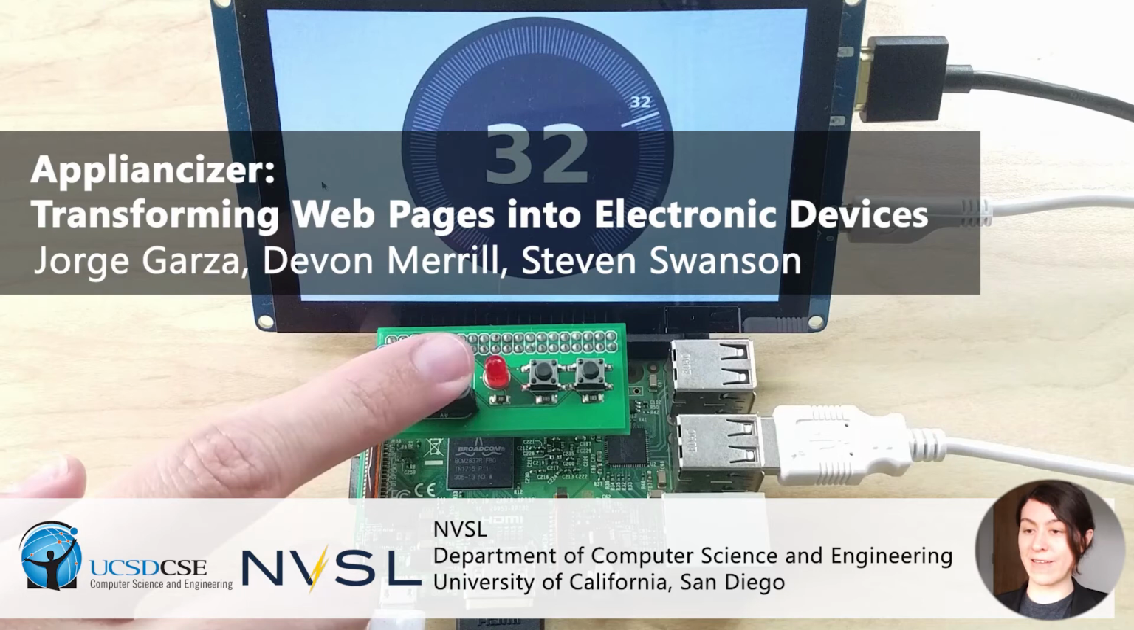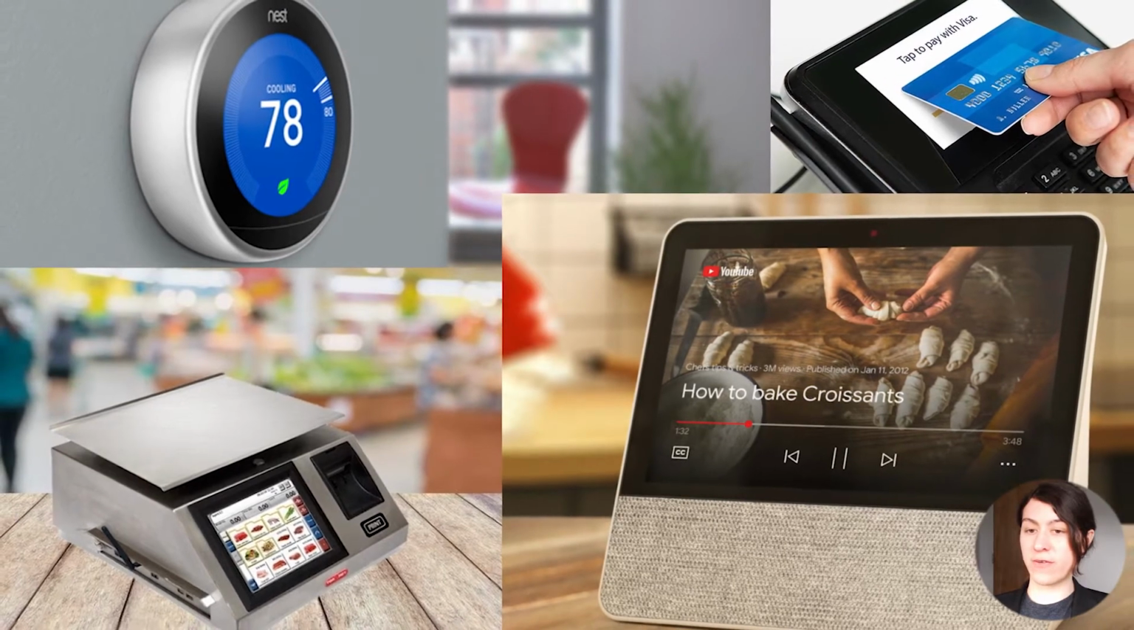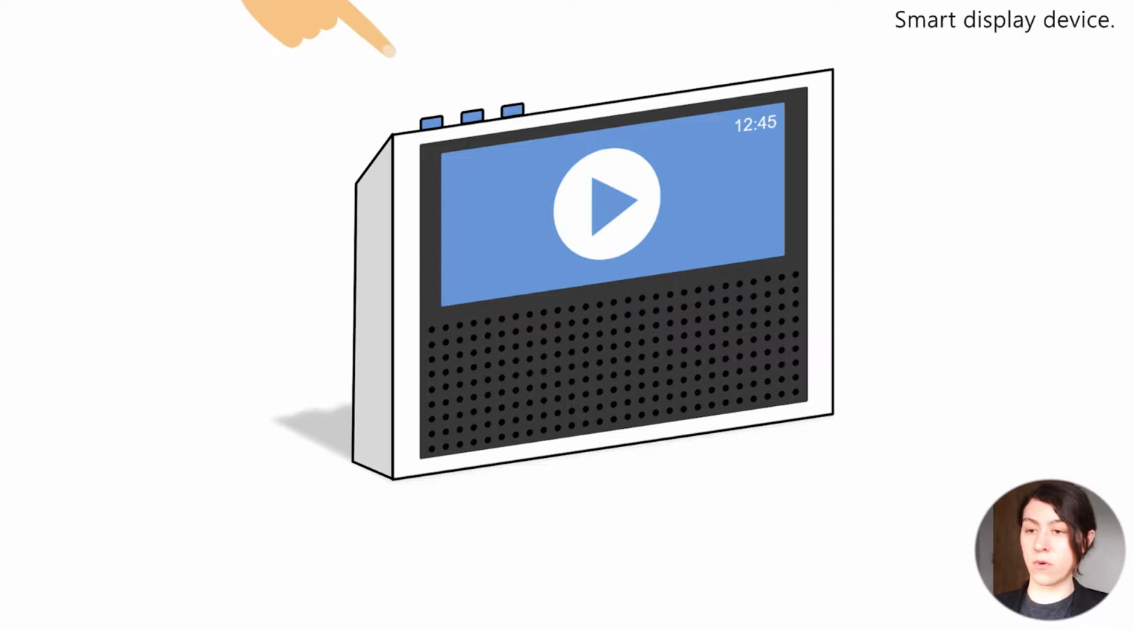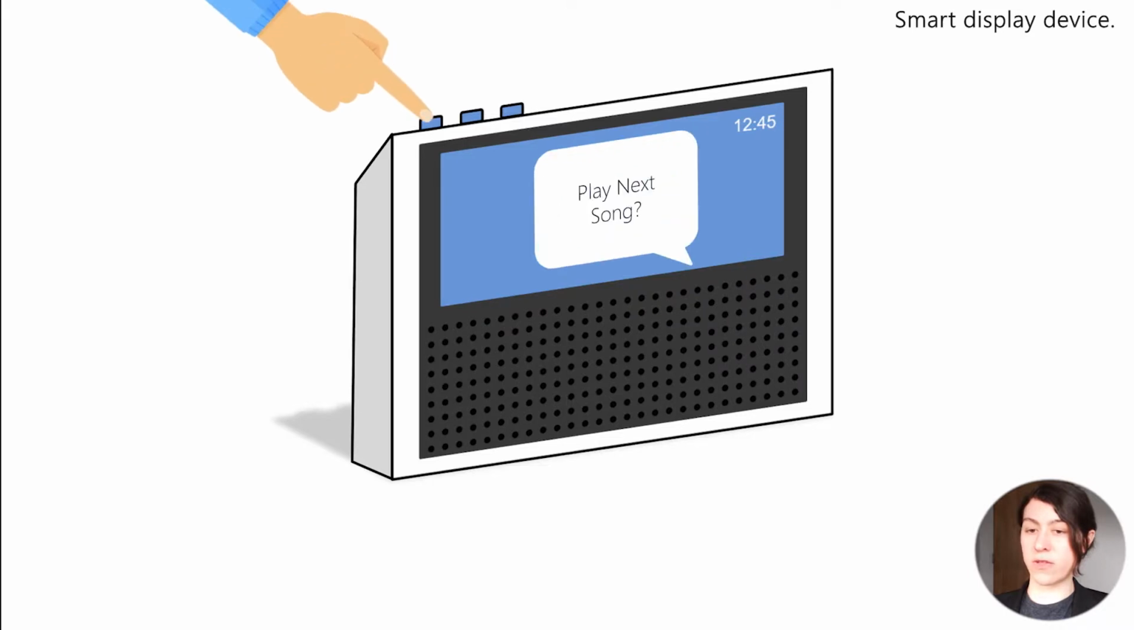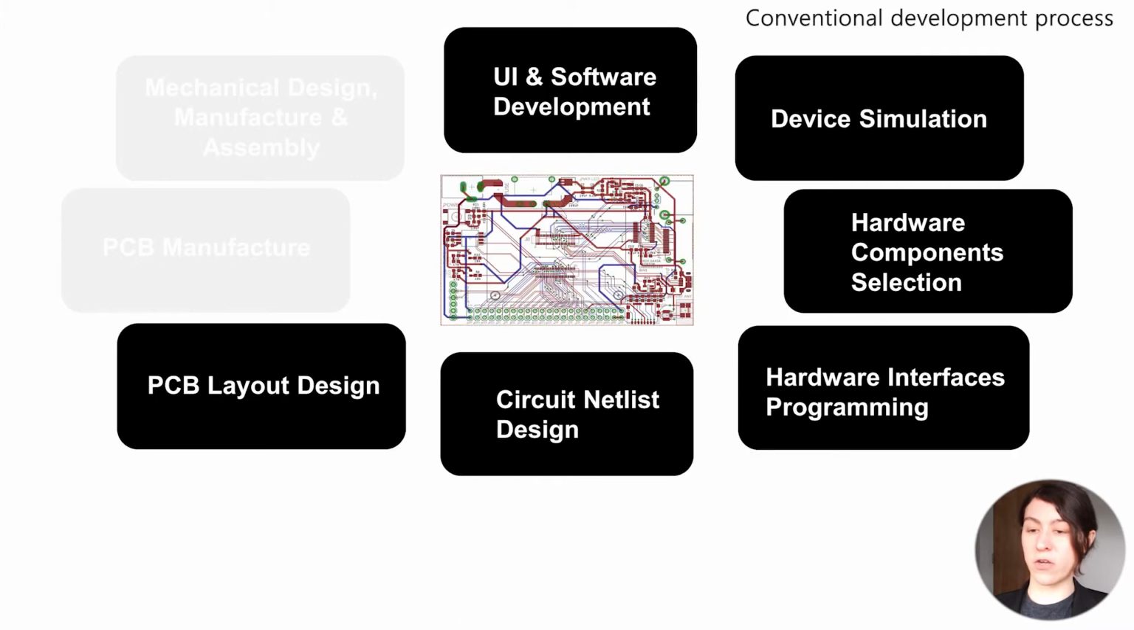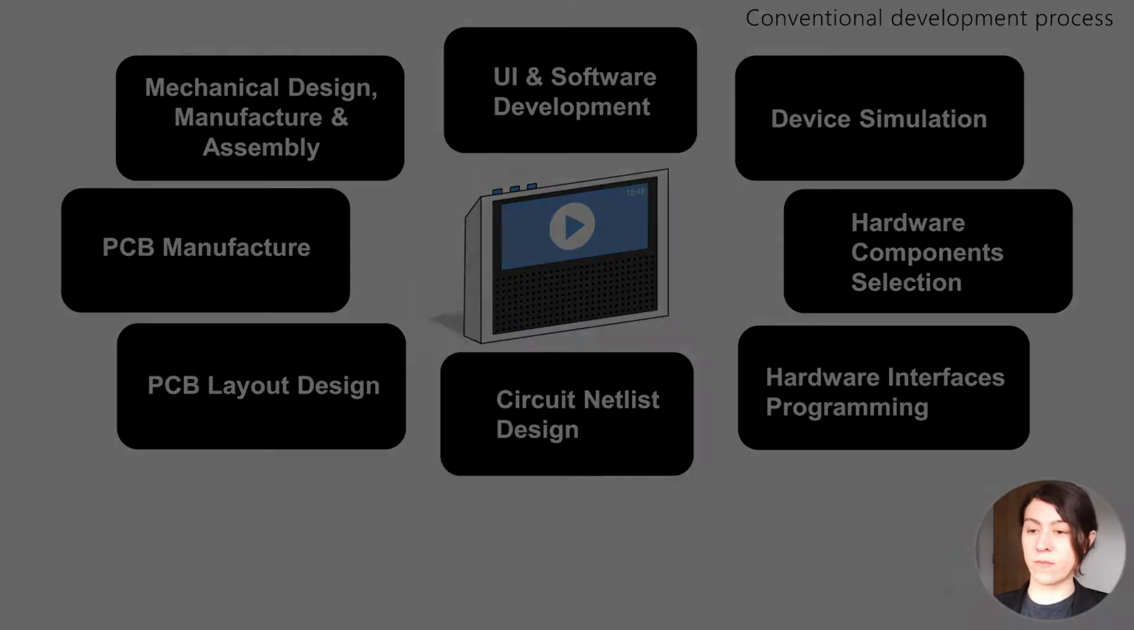Hello, I'm Jorge Garza, and today I'll present to you Appliancizer, a tool that can transform web pages into electronic devices. With the arrival of smartphones, electronic devices that combine both graphical and tangible interactions have become more popular. However, prototyping smart devices' graphical-tangible interactions remains challenging and time-consuming. This is due to the complicated development steps required to connect both graphical and tangible interfaces.